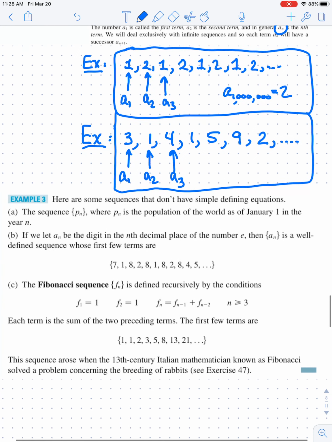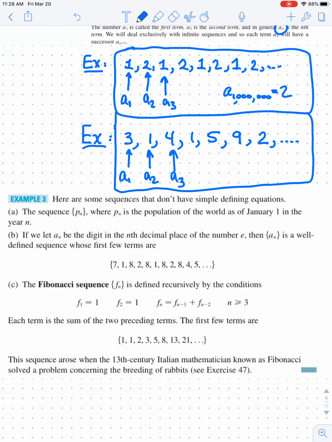Okay, so let's just look at some examples, right? Sequences come up all the time. For instance, we can talk about the population of the world in year n, right? So we go all the way back to the year 1, and then the year 2 and 3 and 4, and now we're at the year 2020. And just think about what the population was on January 1st, right? That number is probably going to be a bunch of numbers.